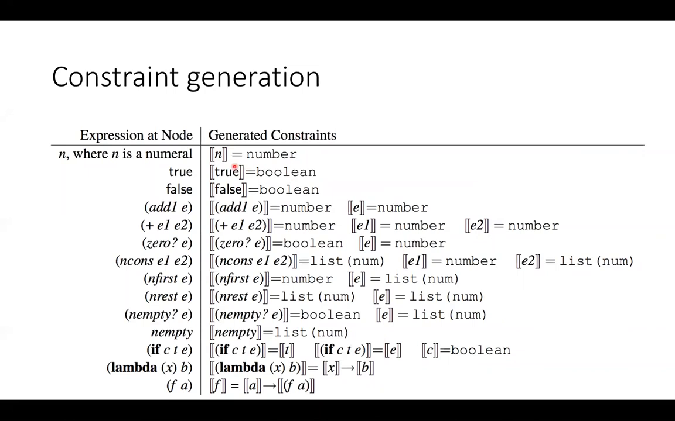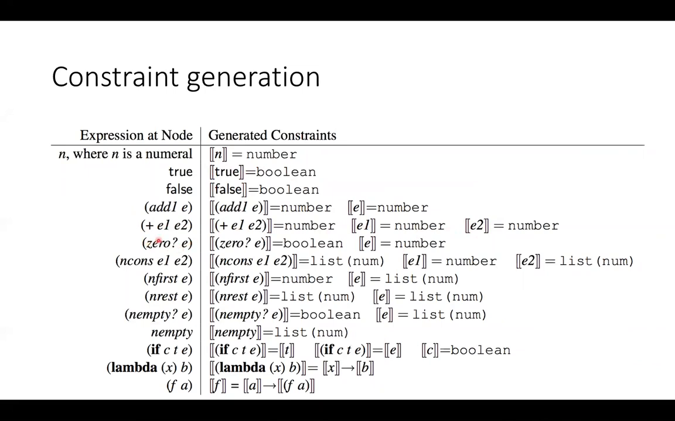So like I said, these little square braces, think of them as referring to a specific point in the parse tree. Similarly, if we ever see the plus operator, plus and two expressions, then we generate three constraints. We know that the result of the expression will be a number, and we know that both of the sub-expressions, the left-hand side and the right-hand side, must also be numbers.